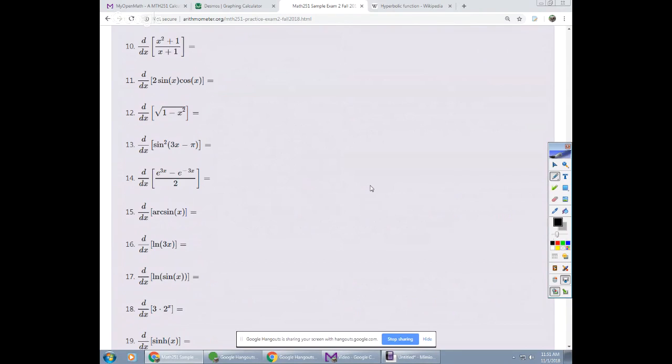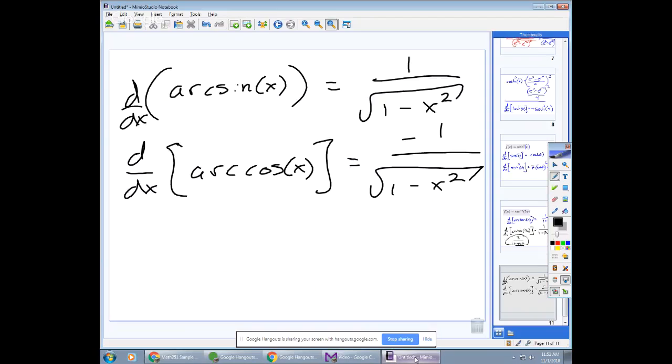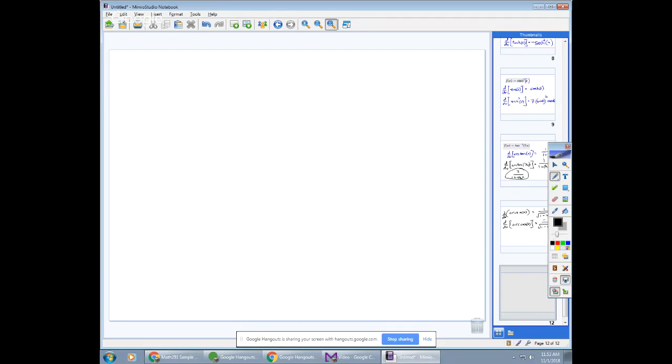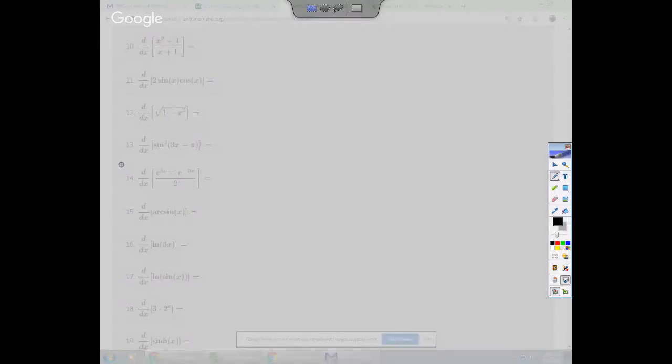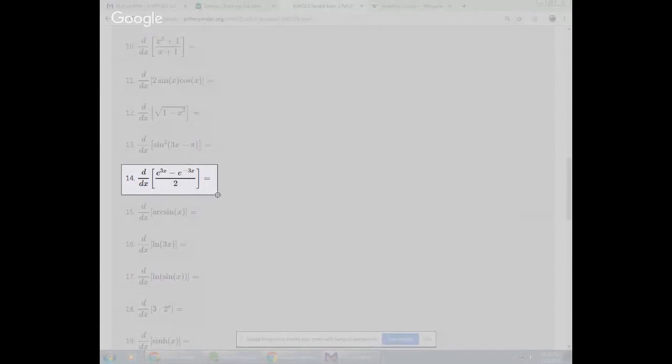Which one? 14. Oh my word. It should be easy, right? Yeah, it's not bad. Is it just 3e to the 3x plus 3e to the 3x over 2? Yes, it's that easy. I'm going to write down what you said, if I can get my screenshot going here. Number 14 on the test, yeah.